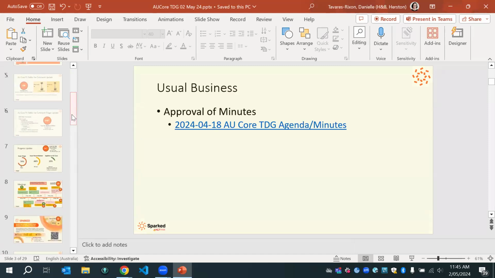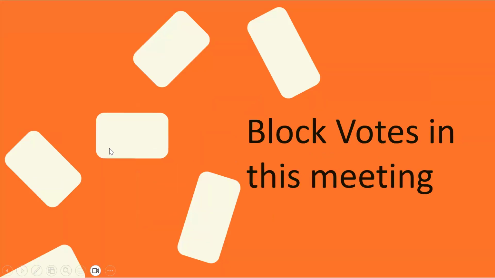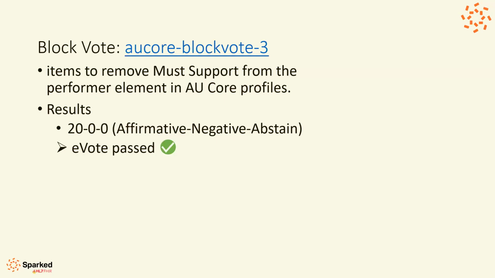All right. So let's go back to the order that we had and talk about the other block votes. So these are the decisions that have not been referred to telecom that have passed through. We had a number of block votes go out in between our last technical design group meeting and this one. So we have block vote 3, which was about removing must support from the performer elements in AU Core profiles, and that has passed. There is a PR underway to be doing that.